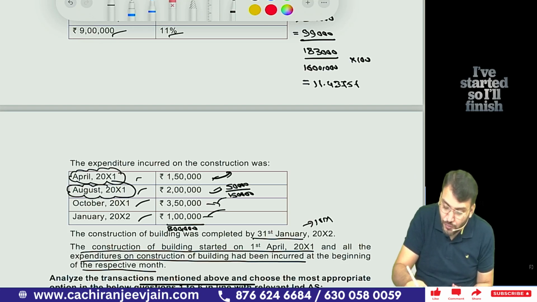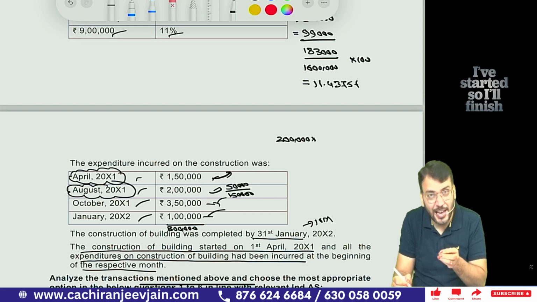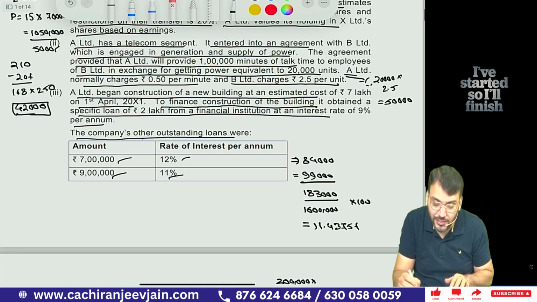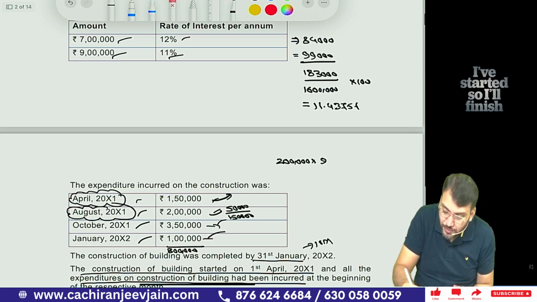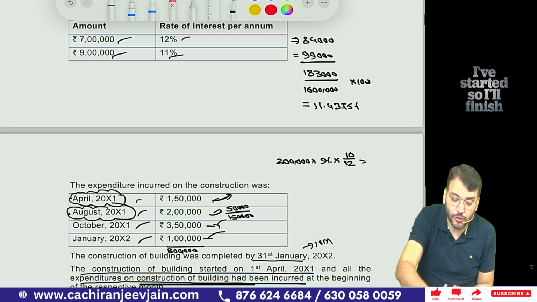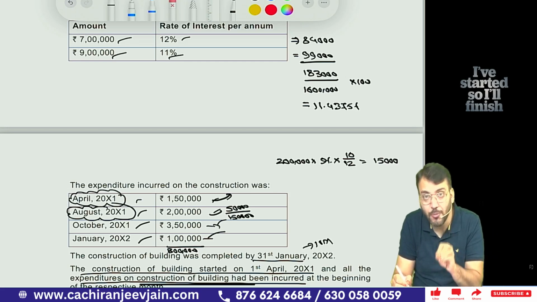So for the 2 lakh, what is for specific borrowing? The actual interest rate will be applicable. The actual interest rate was how much? It was 9% on 2 lakh. So into 9% we'll do for how many months? 10 by 12. Correct? So 2 lakh into 9% into 10 divided by 12. It is coming how much? 15,000. So 15,000 will be capitalized for specific borrowing.